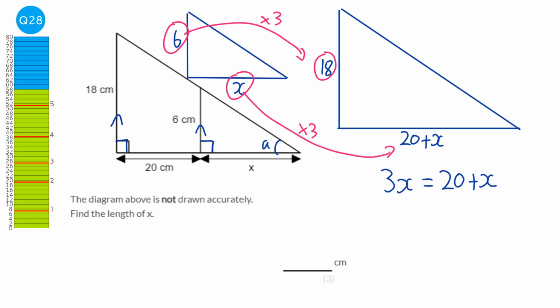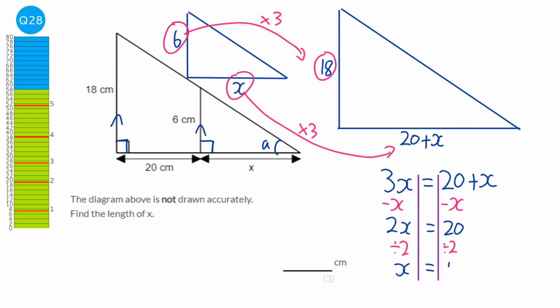And so I can solve this now. Subtract x from both sides. Always subtract the smaller amount, so 2x equals 20. And then divide both sides by 2. And so we've got x equals 10. So we know that x equals 10, it says find the length x, and so that will be 10.